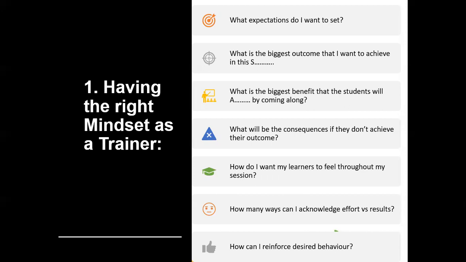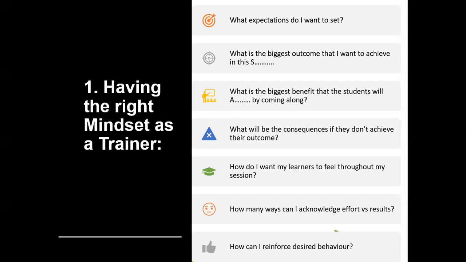Okay? Next, what is the biggest outcome that I want to achieve in this session? And the clearer you can get on your outcome, the higher the probability that your learners are actually going to achieve that outcome. Next, what is the biggest benefit that students will achieve by coming along?